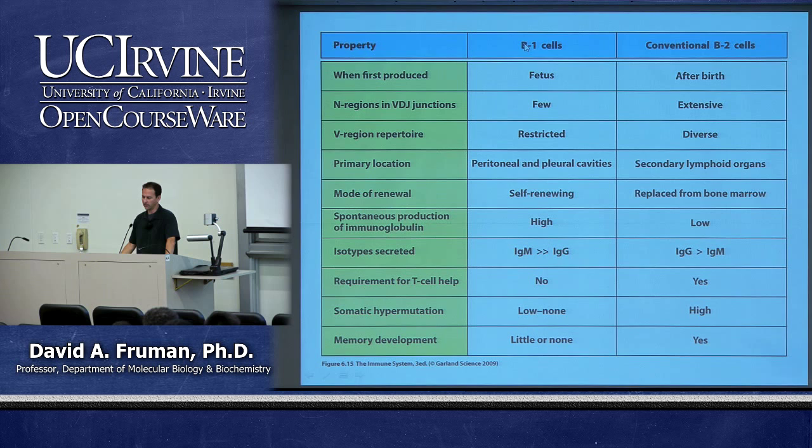B1 cells are produced by a different developmental pathway, and they're first produced early in fetal development. And you can identify them by the expression of a protein called CD5. It's not on this slide, but CD5 in both humans and mice is a marker for the B1 cell population. What's interesting about them also is that the B1 cells are found mainly in the peritoneal and pleural cavities, basically the gut and the lung cavities. Whereas conventional cells, which is what we'll spend most of the time on in this class, circulate, and are found in blood and secondary lymphoid organs.